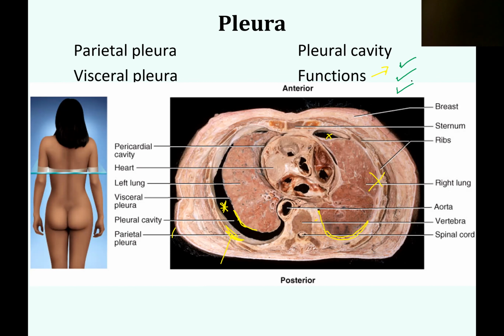Reduced fluid production or overproduction. Overproduction is going to mean you can't inflate your lungs. Underproduction or not enough is going to allow the rubbing and damage to the tissues. That will be the end of part A for chapter 22.